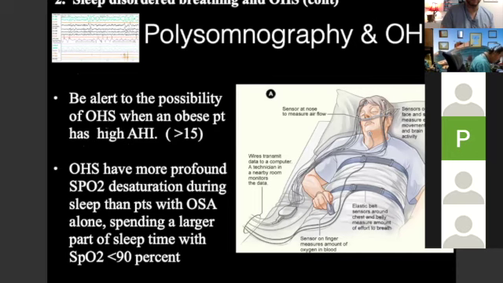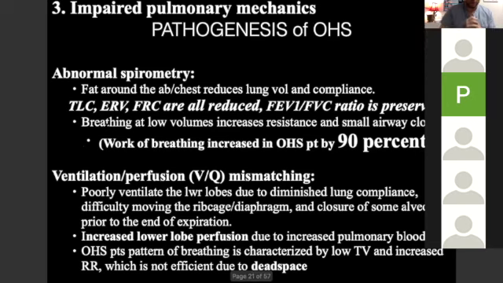All right, so be alert for the possibility of OHS when the patient is obese and the AHI is great. And also you'll notice when you do a pulse ox on the patient in the holding area, saturation is like 89, 92, and I'm going to get into a deep dive of why that occurs as well.